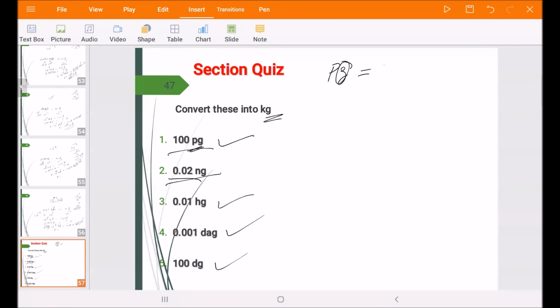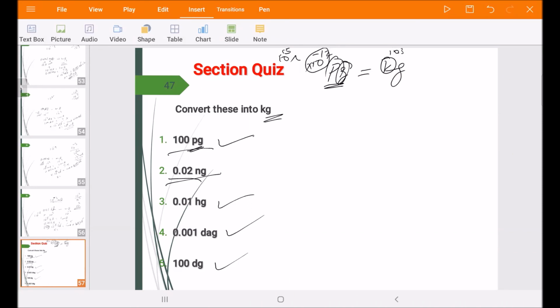Pico to kilo. Pico is 10 to the power of minus 12, and kilo is 10 to the power of 3. So the difference between the prefixes is 10 to the power of 15. I have to either multiply this side by 10 to the power of 15 or this side by 10 to the power of minus 15.